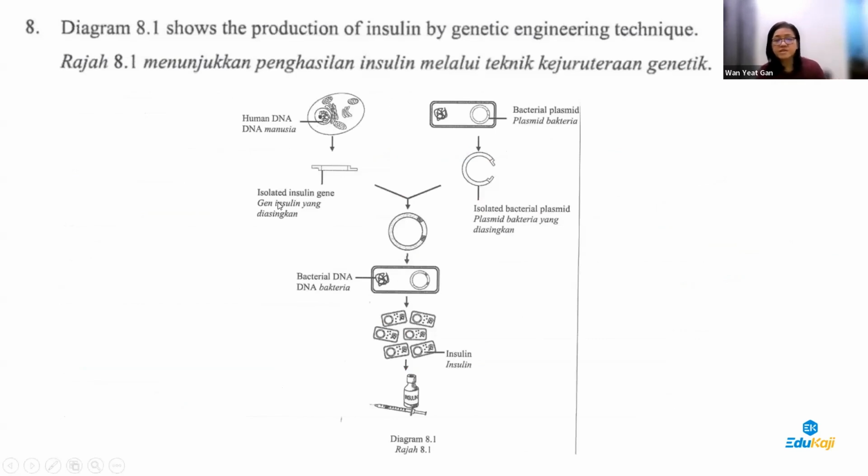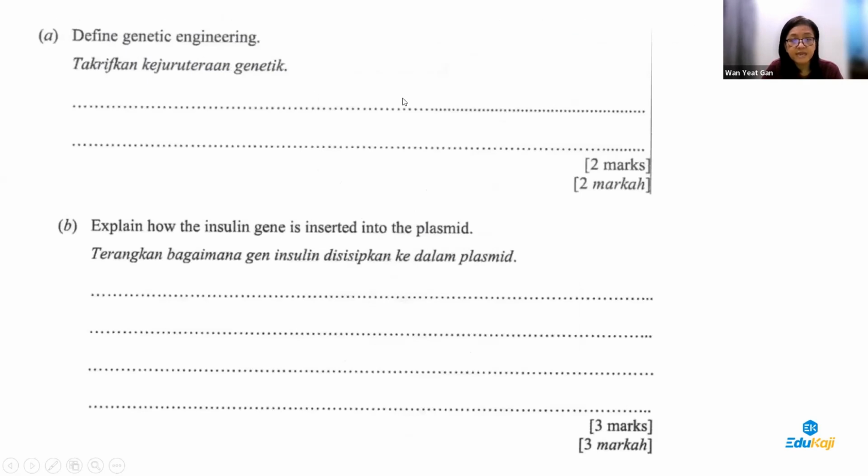We are now at question 8. Diagram 8.1 shows the production of insulin by genetic engineering technique. So you can see here, this is a human DNA, and this is the plasmid of the bacteria. You remove the insulin gene as well as the plasmid, and you cut and insert the insulin gene into the plasmid, and then you get this recombinant DNA of the plasmid. Then you insert it into the bacteria. In this way, the cloned recombinant bacteria will produce a lot of insulin which you can isolate and purify.